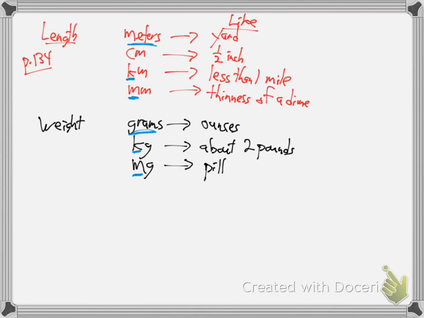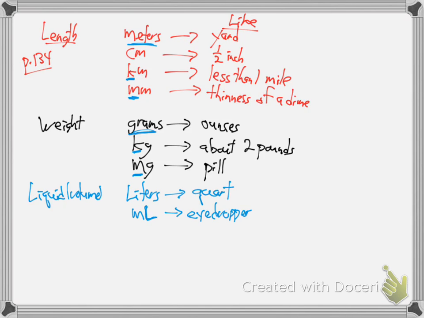And then the third one on that chart, liquid or volume. Liquid or volume is in liters. So you could have milliliters, which would be like an eyedropper, super small. Or just plain liters, which is like a quart. A liter is about a quart.